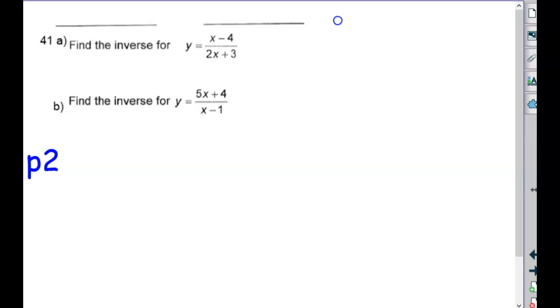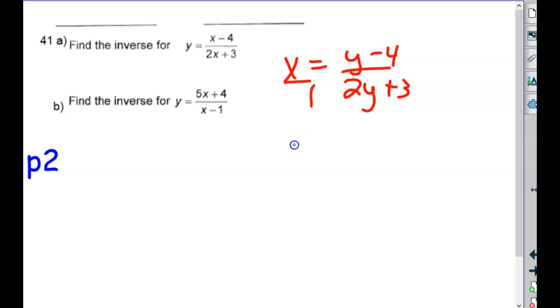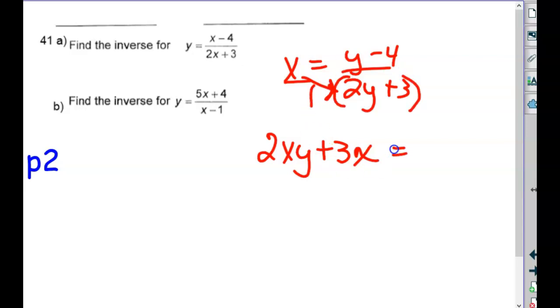All right, these are find the inverse. I'll just do one real quick. We have x equals y minus 4 over 2y plus 3. Cross multiply, and I get 2xy plus 3x, because I'm multiplying this by this quantity. Well, that was horrible writing. I am distributing this down here to this quantity, equals 1 times y minus 4.